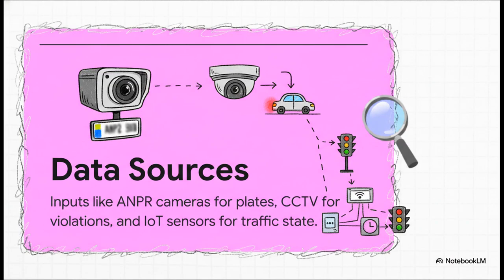Okay, so let's start at the beginning, the data. Everything, and I mean everything, starts with high-quality inputs. And we're not just talking about one camera here. A smart system actually fuses data from a bunch of different sources. You've got your ANPR cameras, that's automatic number plate recognition, which are specifically designed to read license plates. Then you have your regular CCTV, which is watching for the actions like someone jumping a signal. And you even have IoT sensors that know if the traffic light is red, yellow, or green. When you put them all together, they create this complete, rich, digital picture of exactly what's happening at an intersection.